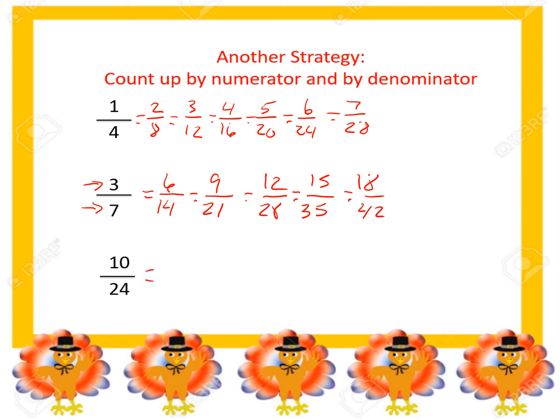Over here, we're going to skip count by 10 on top: 10, 20, 30, 40, and 50, and by 24 on bottom, which would be a really big number. 24, 48, plus 24 is 72, plus 24 is 96, plus 24 is 120. All of these fractions are equal to each other.